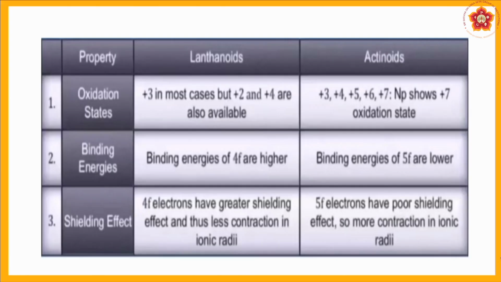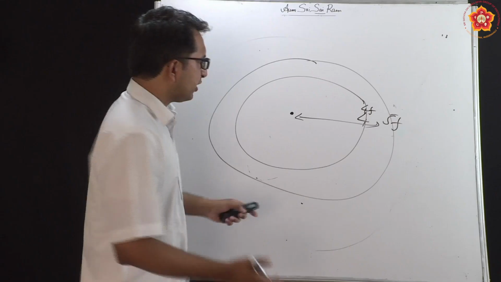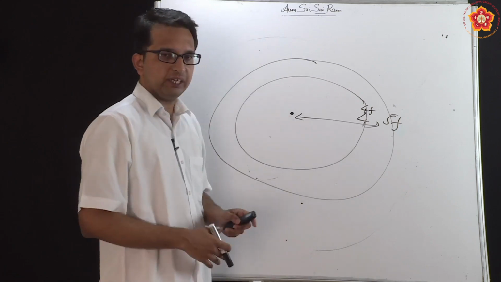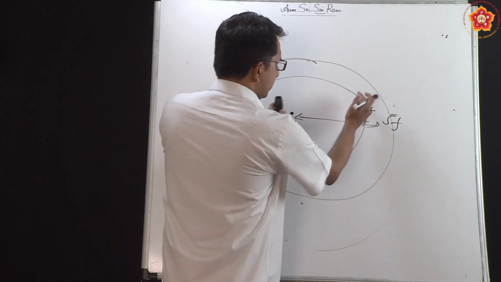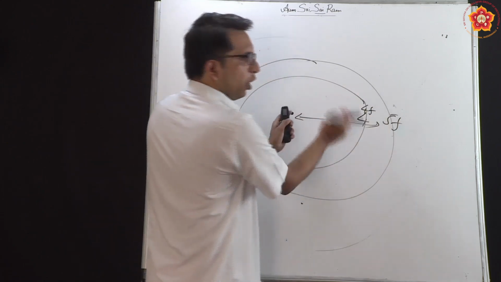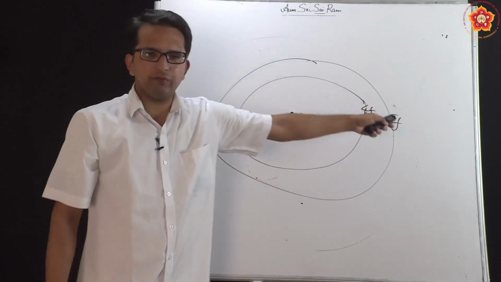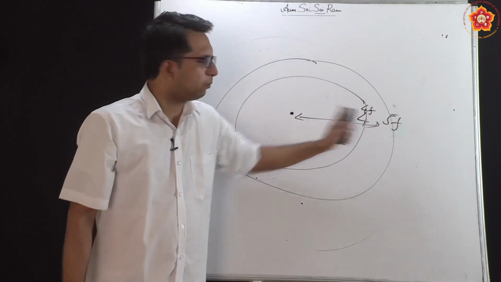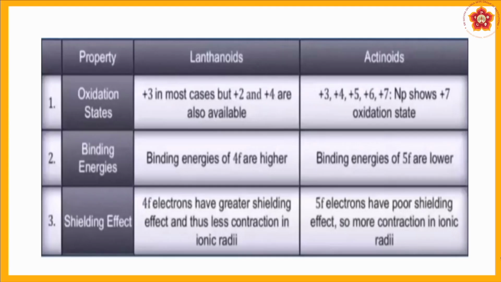So seeing the third part now, shielding effect. They say 4f has a greater shielding effect, whereas 5f has poor shielding effect. Once again the same reason, because 4f is much nearer to the nucleus. Because being near, there will be more electrons which will block its attraction. 5f being very far, it will not have much attraction with the nucleus. So this is the shielding effect that we tend to see here.